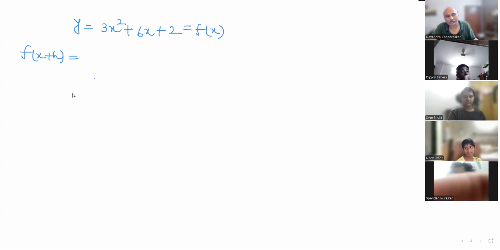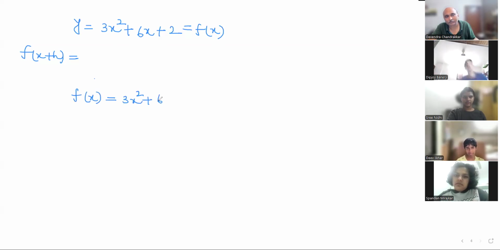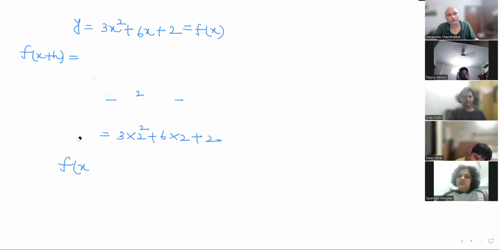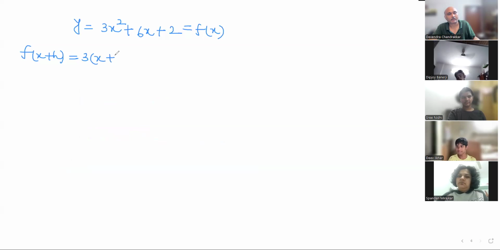Always remember, whenever we are replacing x, suppose f of x is 3x square plus 6x plus 2. If we want to replace x by 2, this becomes 3 into 2 square plus 6 into 2 plus 2. Got it? So when we are talking about f of x plus h, it will be 3 into x plus h whole square plus 6 into x plus h plus 2. Very good. So this is f of x plus h.